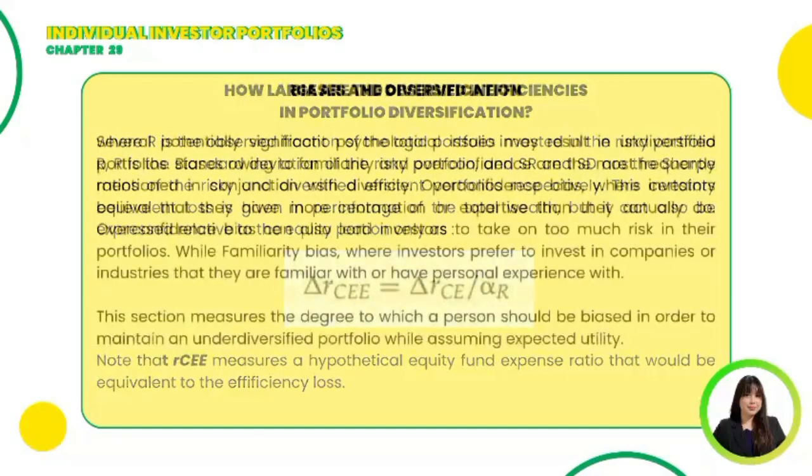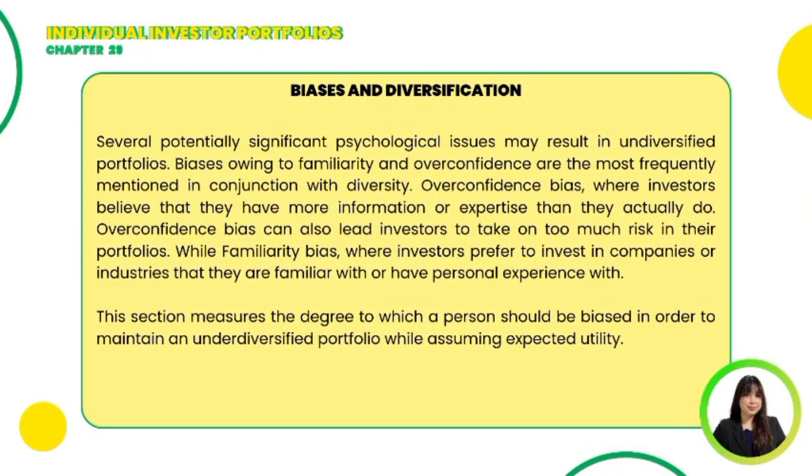Biases and diversification. Several potentially significant psychological issues may result in under-diversified portfolios. Biases owing to familiarity and overconfidence are the most frequently mentioned in conjunction with diversification. Overconfidence bias is where investors believe that they have more information or expertise than they actually do.